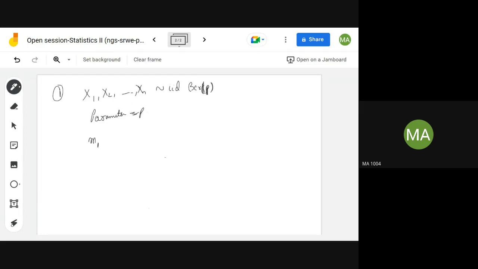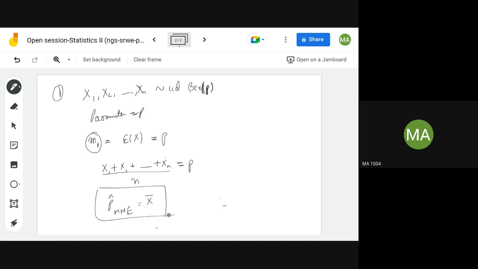So M1 is nothing but the expected value of X. And what is the expected value of X here? It is just P. So your M1, the sample moment, is X1 plus X2 plus up to Xn by n, and this equals P. So your P hat MME is nothing but the sample mean.